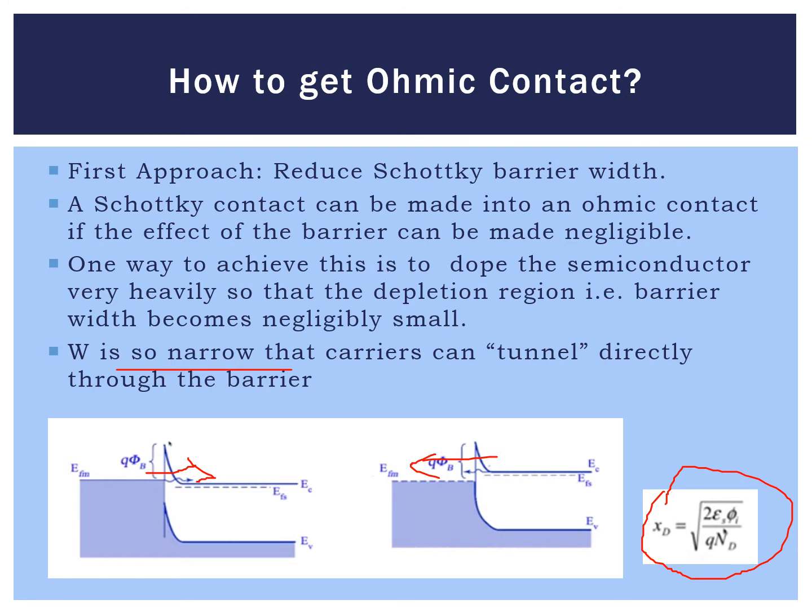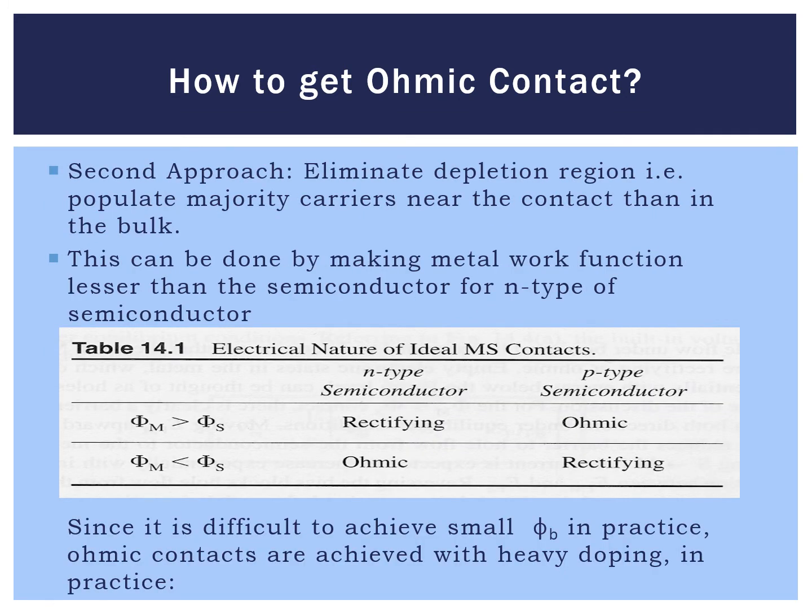Secondly, rather than reducing the depletion width, you can eliminate the entire depletion width by populating the majority carriers near the contact rather than in the bulk. Now, how can we achieve this? It can be done by making the metal work function lesser than the semiconductor work function. That means phi m less than phi s for n type of semiconductor, or if phi m is greater than phi s, then for p type of semiconductor you can generate an ohmic contact.